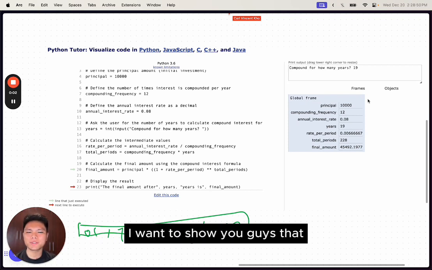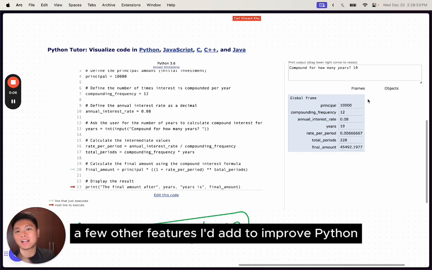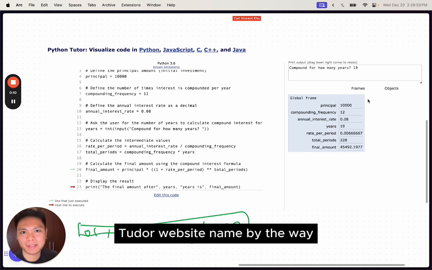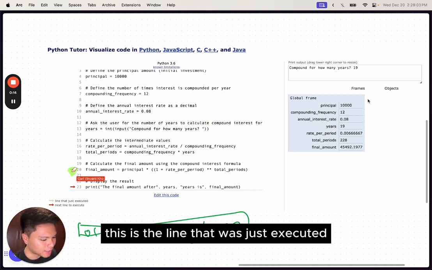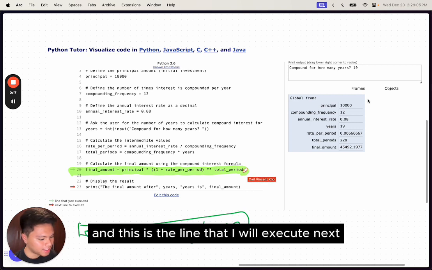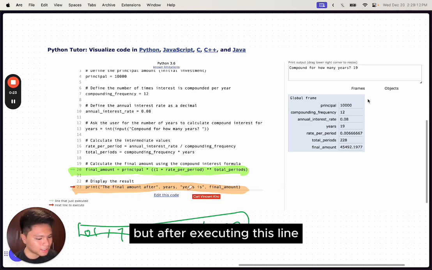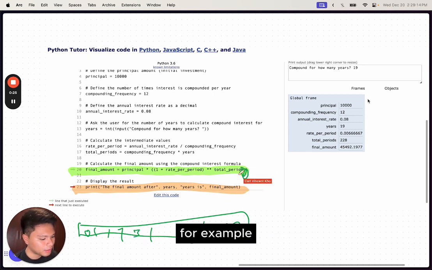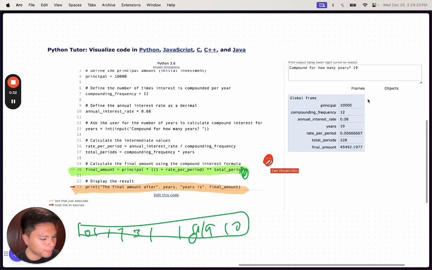Additionally, I want to show you guys that stealing is not the only skill I have. A few other features I'd add to improve Python Tutor, website name by the way, is by making it clear that, oh, this is the line that was just executed and this is the line that I will execute next. Not only that, but after executing this line, for example, the final amount I would say would be represented through a, say, circle.